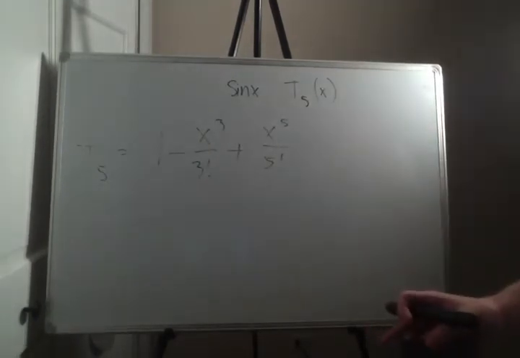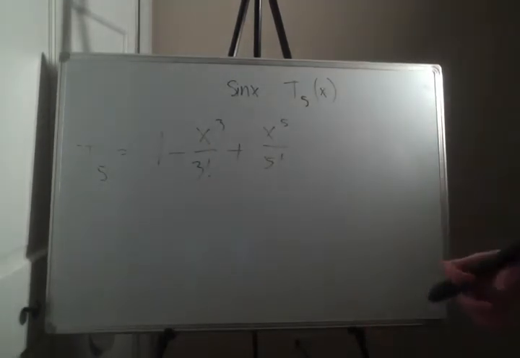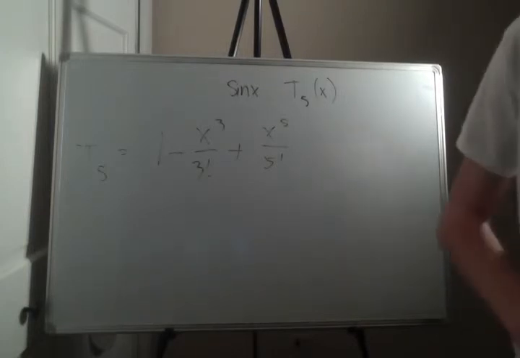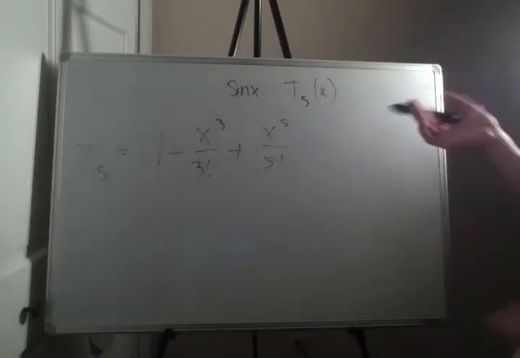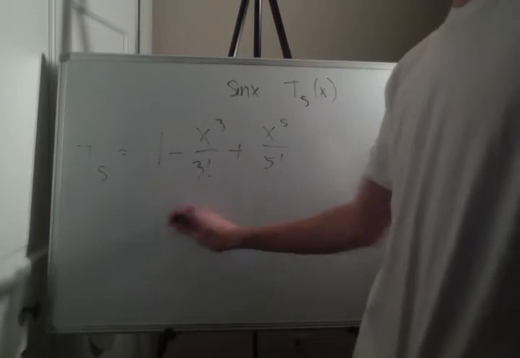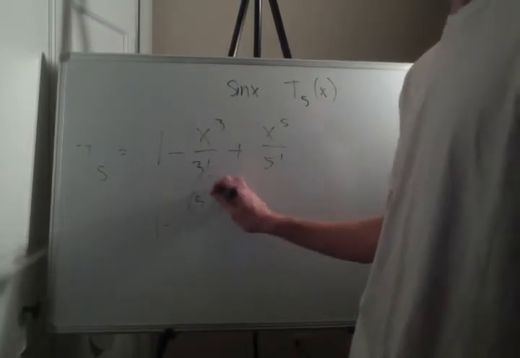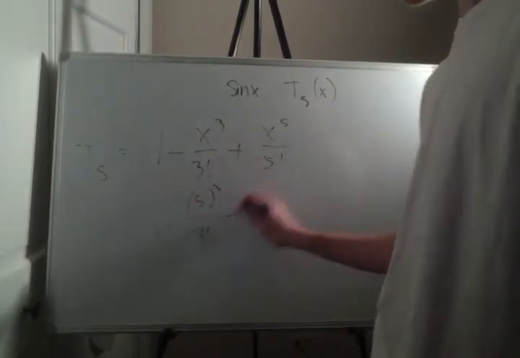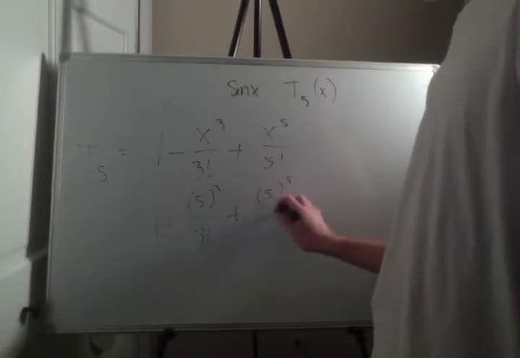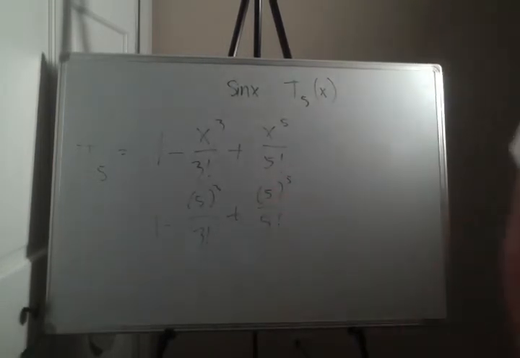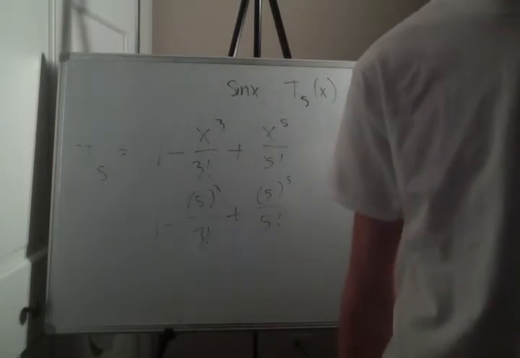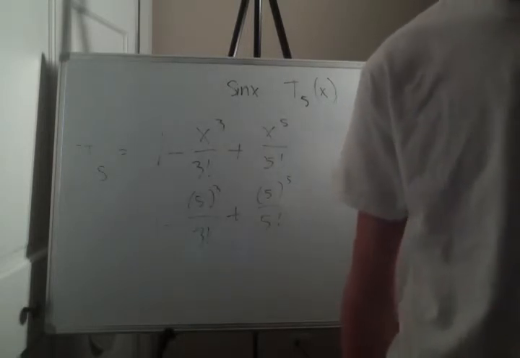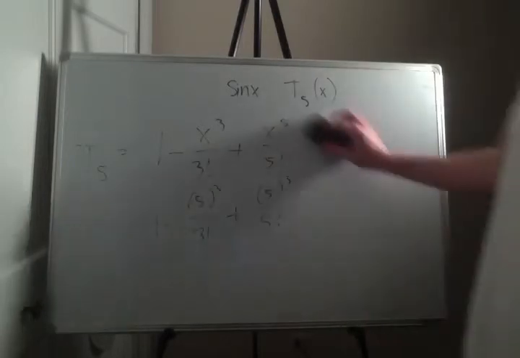However, at this point, it's just asking for T5. So what if it said use the Taylor polynomial T5 for sine of x to approximate sine of 5, then all you have to do is go 5 minus 5 to the third over 3 factorial plus 5 to the fifth over 5 factorial. I don't know what that is off the top of my head, but that right there is what that is.